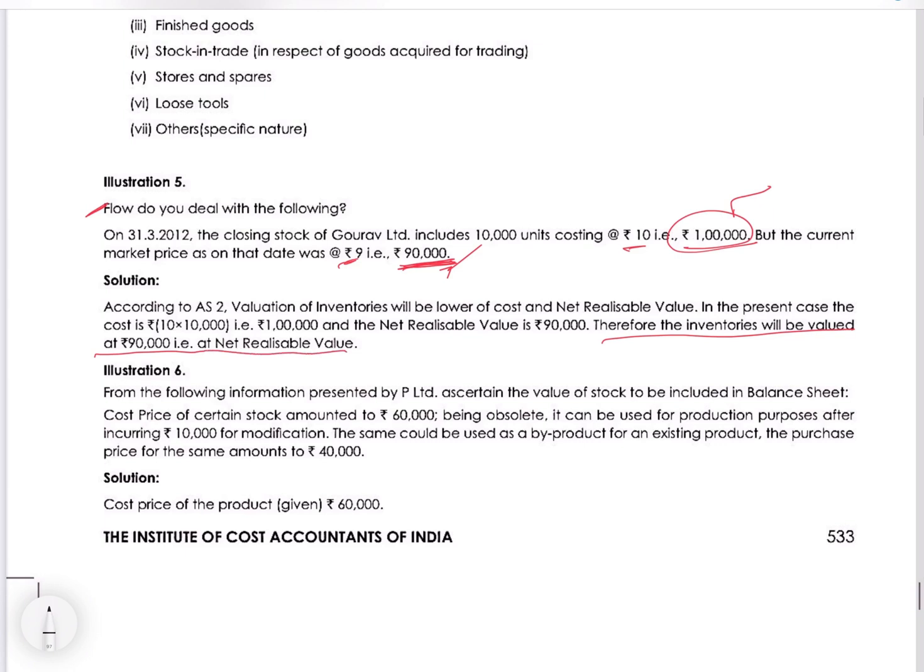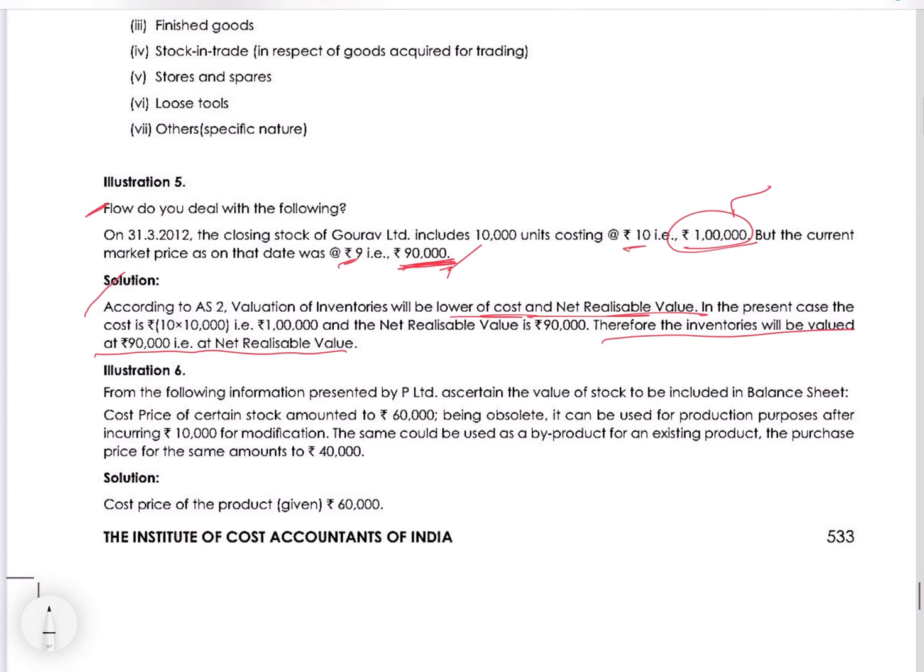You have to give a proper solution explanation, like: according to AS 2, which is valuation of inventories, we should value the closing stock at lower of cost and NRV. Here in this sum, the cost of the closing stock is rupees 1 lakh, whereas NRV is rupees 90,000. Therefore, the value of the inventory will be the lower, that is rupees 90,000, which is net realizable value. Like that you can make the sentences for the solution.